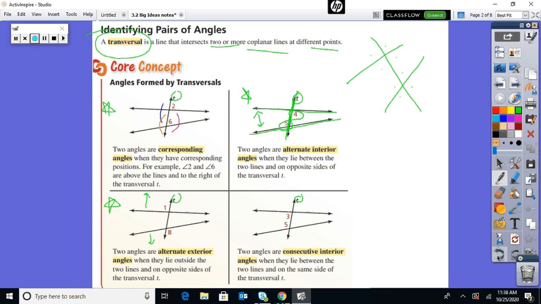And finally, we have consecutive, which means in a row or next to. Interior. So interior lets you know you're going to stay inside. Now consecutive means you're going to be next to each other and you're not going to alternate. You're going to stay on the same side of the transversal and be on the interior. So those are the four angle pairs that we discuss in this chapter greatly.